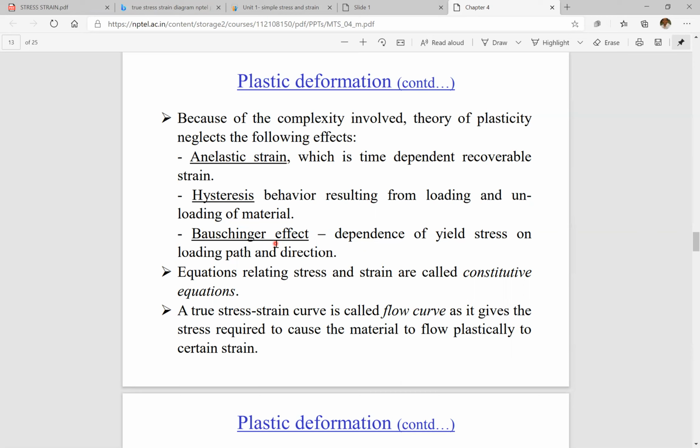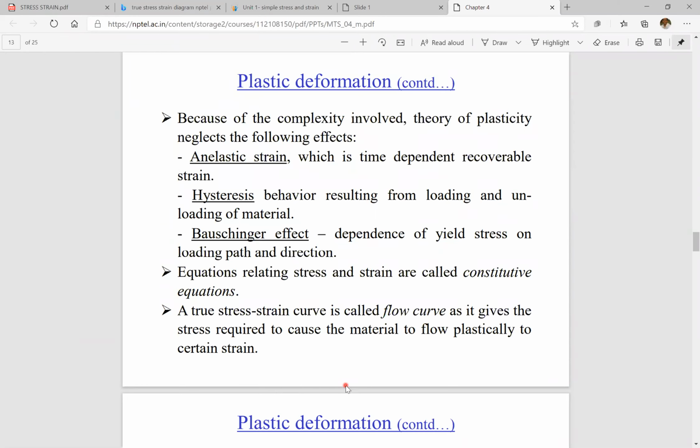Next, the equations relating stress and strain are called constitutive equations. We will read that in the consecutive classes. In elastic deformation we have the equations of the constants, but in plastic deformation there is no such relationship. Here it is the constitutive equations.